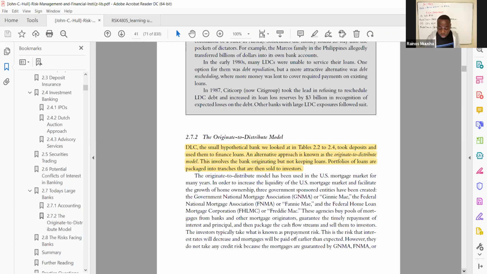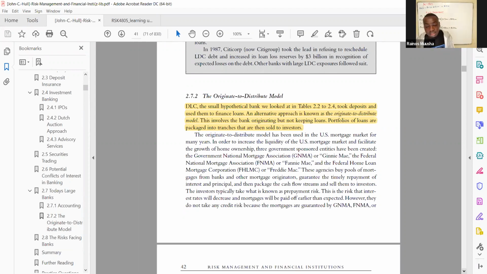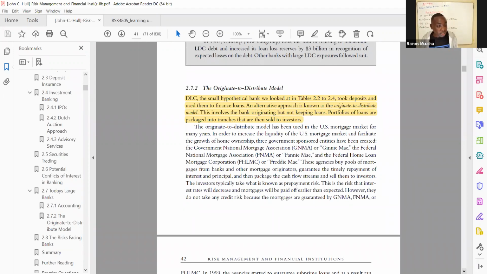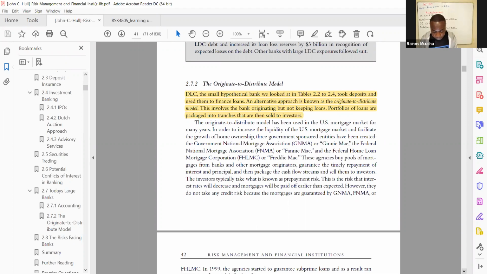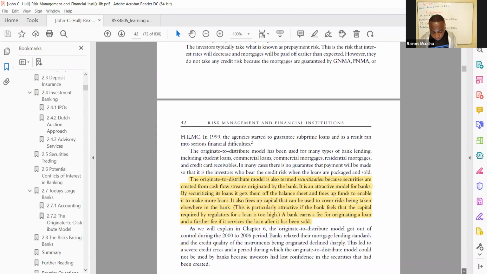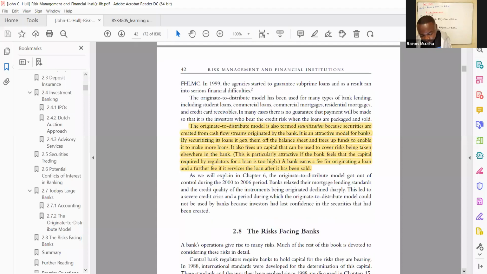And this is one of the issues that resulted in the credit crisis in the US, where these mortgage-backed loans were being repackaged and sold to investors who didn't understand the implications of the underlying assets as well. On page 42, they say the originate to distribute model is also termed securitization because securities are created from cash flow streams originated by the bank. So it is an attractive model for banks.